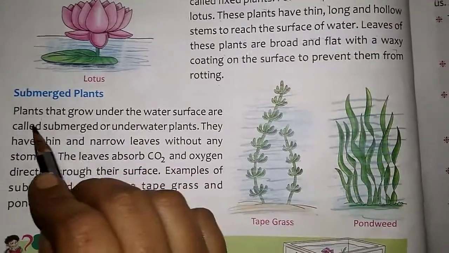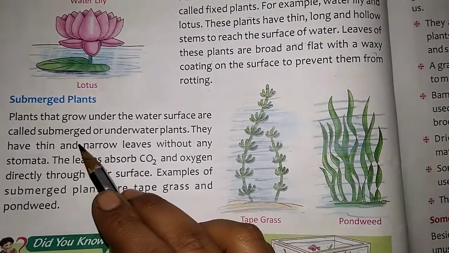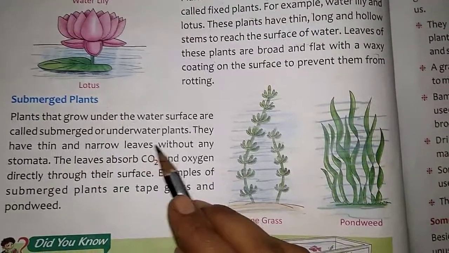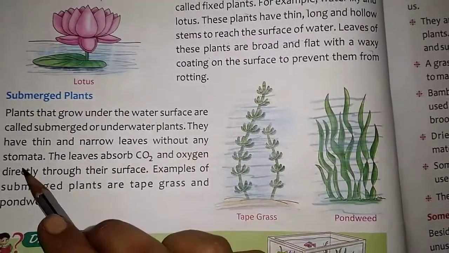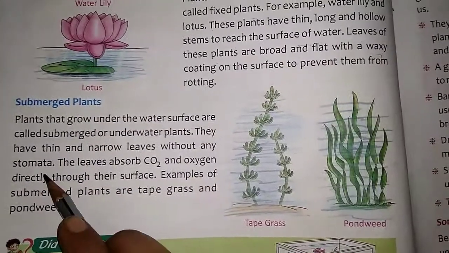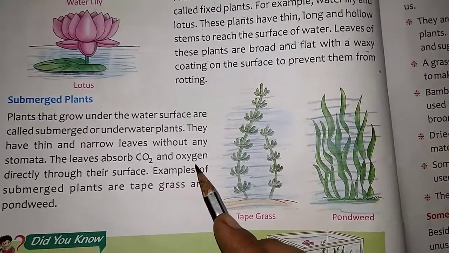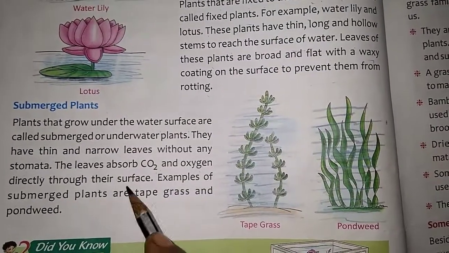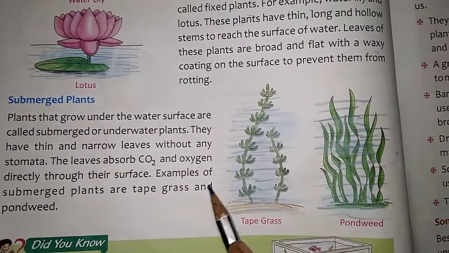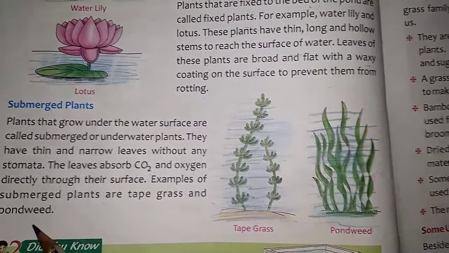Submerged plants. Plants that grow under the water surface are called submerged or underwater plants. They have thin and narrow leaves without any stomata. The leaves absorb CO2 and oxygen directly through their surface. Examples of submerged plants are tape grass and pondweed.